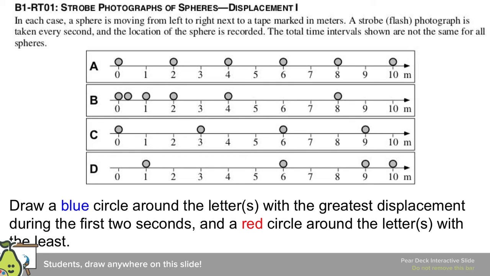So let's highlight the important bit during the first 2 seconds. Because of that, we should probably figure out what those are. So for A, 0, 1, 2 seconds, 0, 1, 2, 0, 1, 2, 0, 1, 2 seconds. And we want the greatest displacement, which is pretty clearly this one, because that displacement is 8. And the least is pretty clearly this one, because that displacement is only 1 during those 2 seconds.